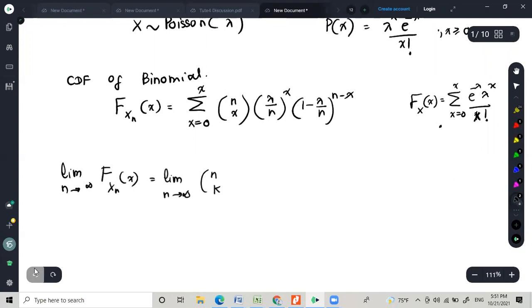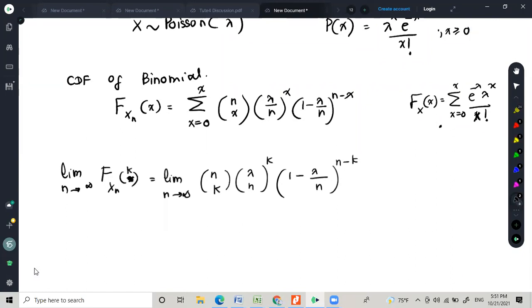I'm going to use k here, otherwise it will be confusing. Just a dummy variable rather than x, using k. It doesn't matter if you use x here, but you won't get confused with the same x in two places. So rather than writing x, I used k. K is similar to the x. Okay, right.